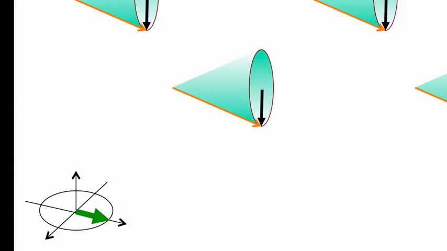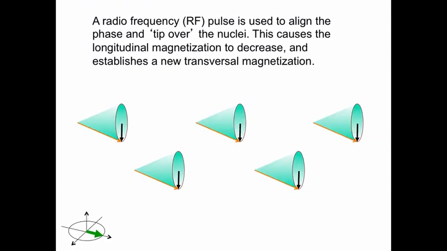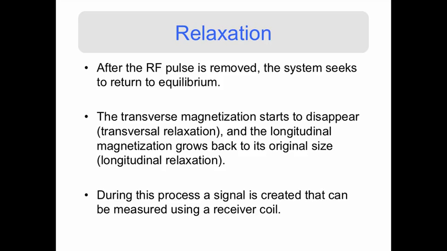So, as you see now, the vector is pointing in the transversal direction, and then there's no longitudinal magnetization left. After the RF pulse is removed, the system will seek to return to its equilibrium. So the transverse magnetization will start to disappear in a process which we call transversal relaxation, and the longitudinal magnetization will grow back in a process that we refer to as longitudinal relaxation. And during this process, a signal is going to be created that can be measured using a receiver coil.